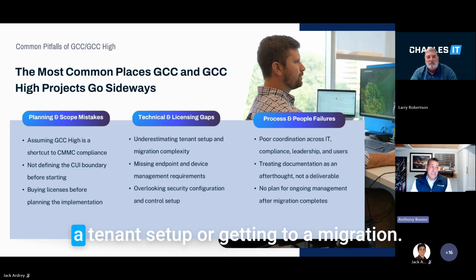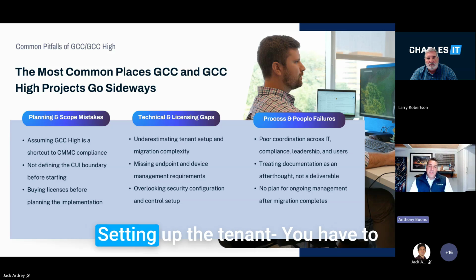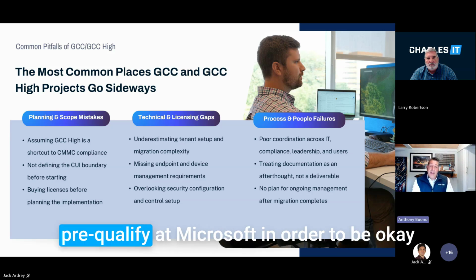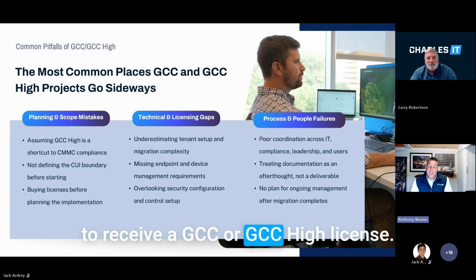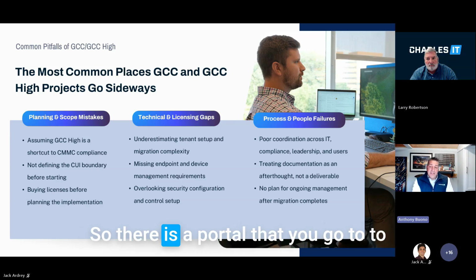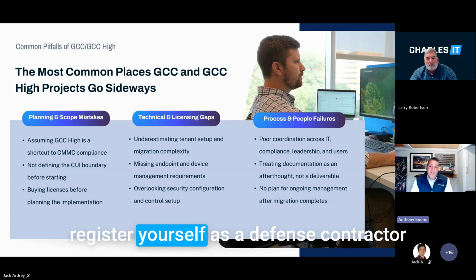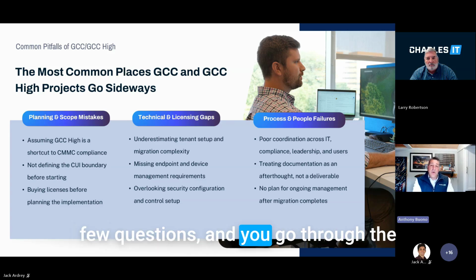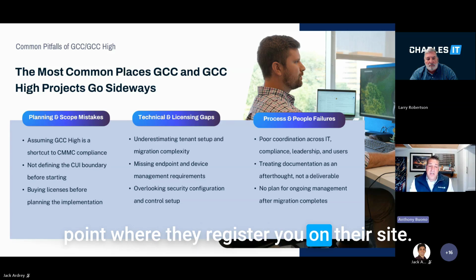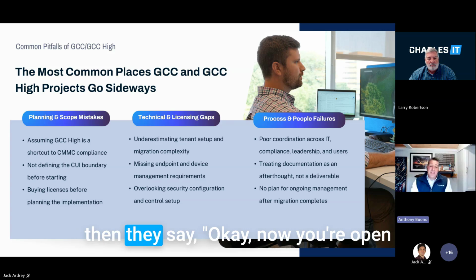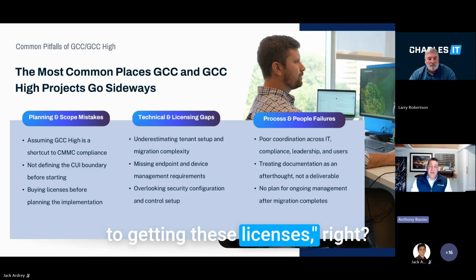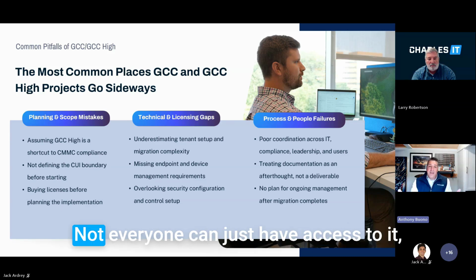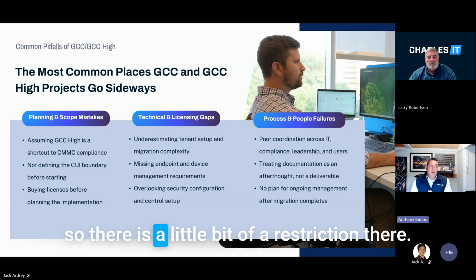Underestimating what needs to be done from a tenant setup or getting to a migration. So there are two different things there. Setting up the tenant, you have to pre-qualify at Microsoft in order to receive a GCC or GCC High license. There is a portal that you go to register yourself as a defense contractor, a sub or a prime. They ask you a few questions and register you on their site. Once you get that pre-registration, then they say, okay, now you're open to getting these licenses, right? So they have to pre-register you first. Not everyone can just have access to it, so there is a little bit of a restriction there.